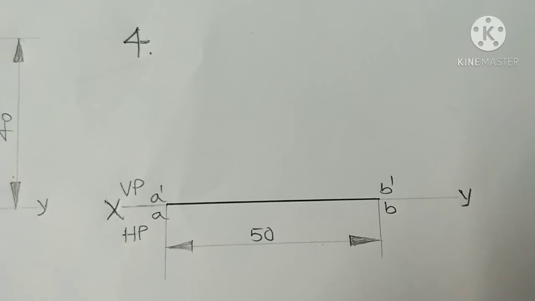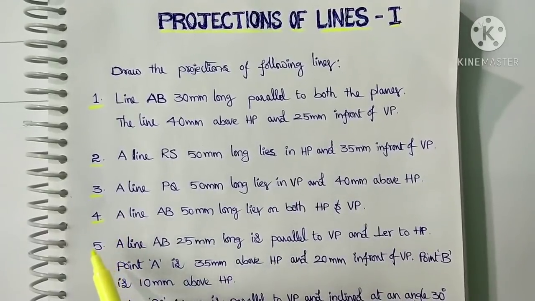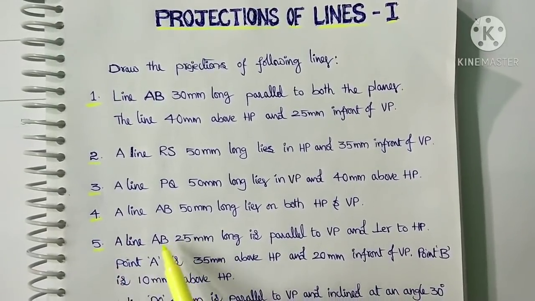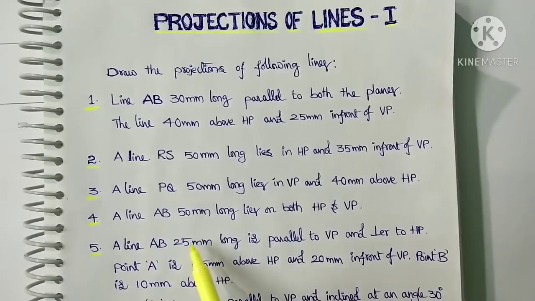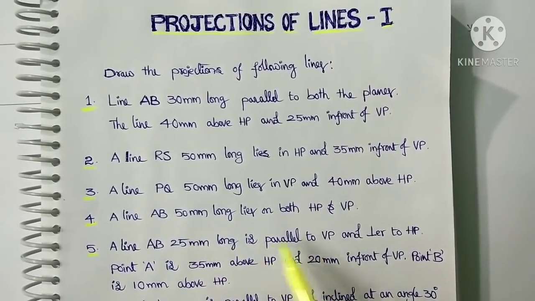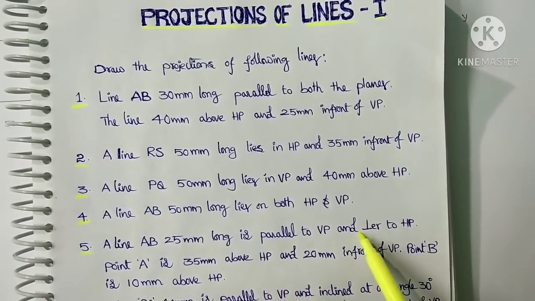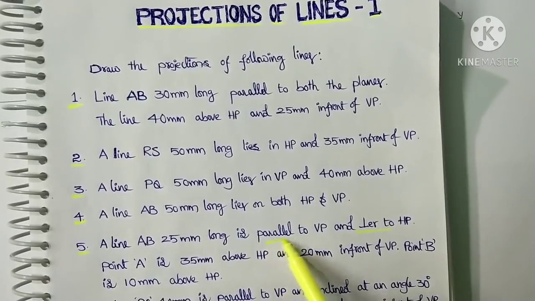Now let us move to problem number 5. Here line AB is 25 mm, that means the length of the line is 25 mm. It is parallel to the VP and perpendicular to the HP. You have to remember this point: it is perpendicular to HP, parallel to VP.